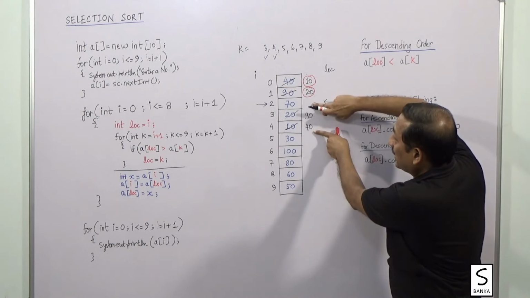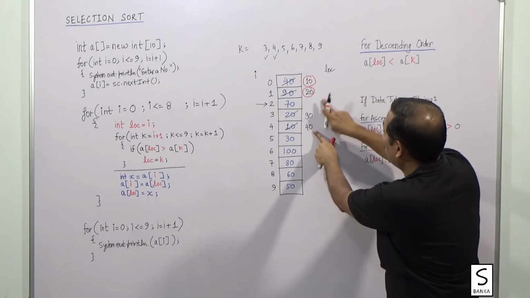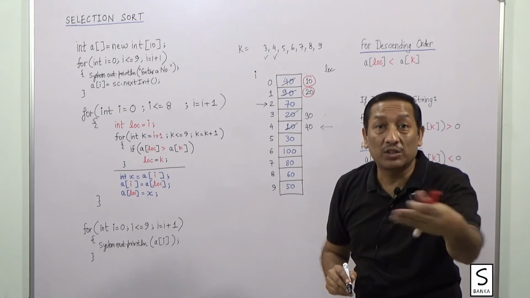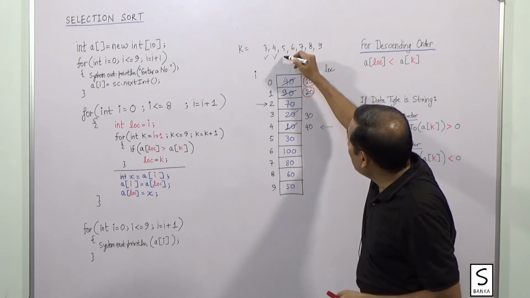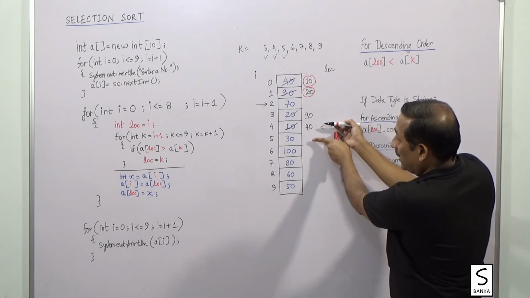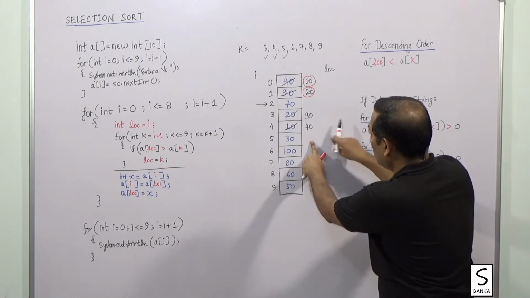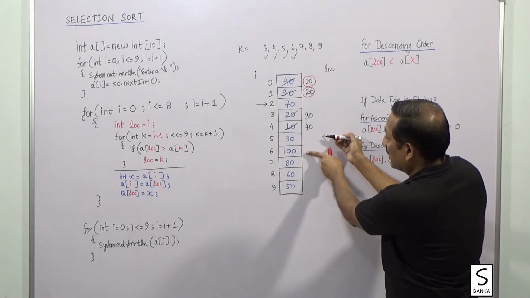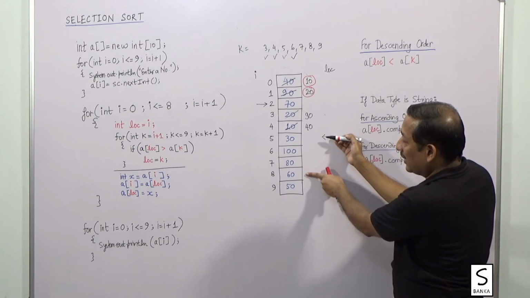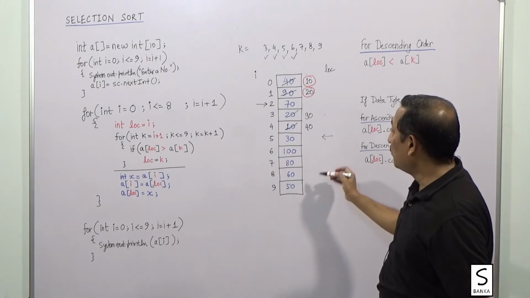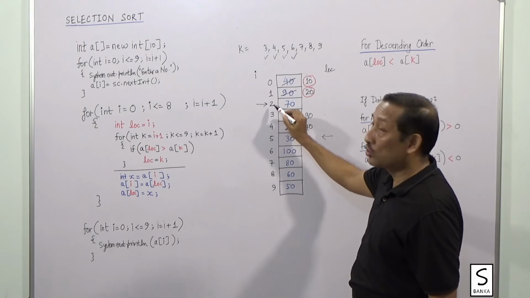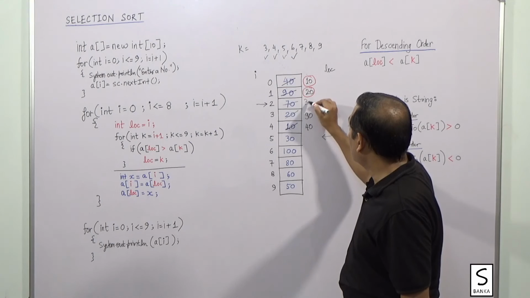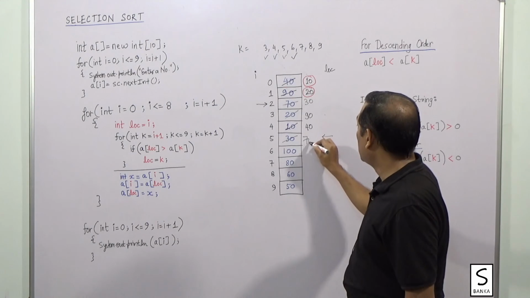Now is A2 greater than A4? See, 70 and 40? Yes, it is. So the value of LOC changes to 4. LOC always contains the location of the next smaller number. Now next time k becomes 5. So is A4, that is 40, greater than A5? Yes, it is. So LOC becomes 5. Then k becomes 6. Is A5 greater than A6? No. Then A7? No. Then A8? No. Then A9? No. So once the loop is over, we find that LOC contains 5 and I contains 2. So A5 and A2 will be interchanged. So what will happen? This will contain 30 and this will contain 70.